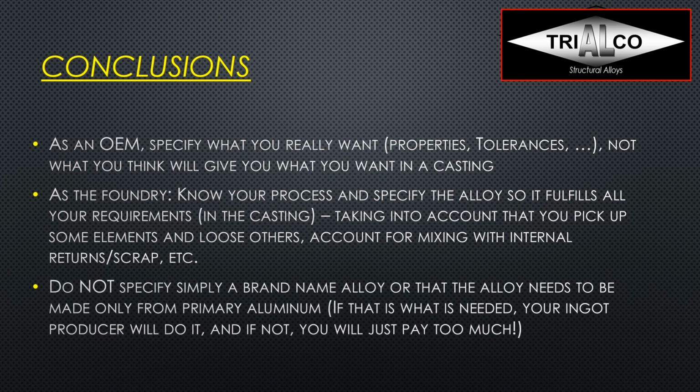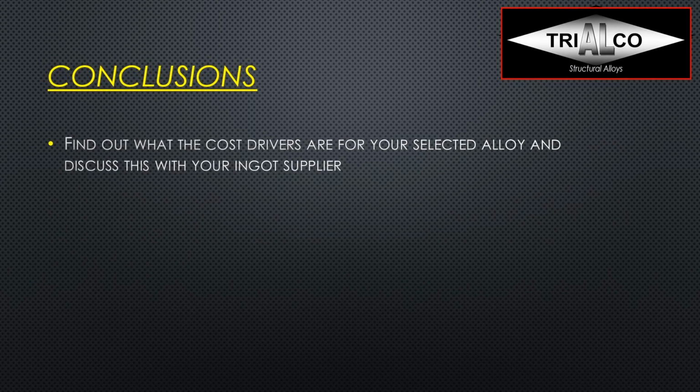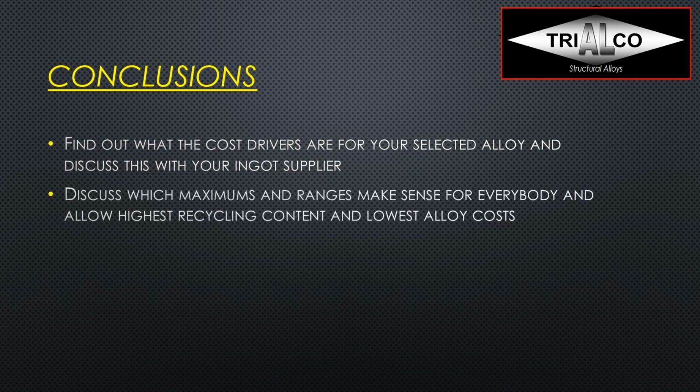Do not specify simply a brand name alloy or that the alloy needs to be made from only primary aluminum. If that is what is needed, your ingot producer will do it. And otherwise, you will just pay a way too high of a price. Find out what the cost drivers are for your selected alloy and discuss it with your ingot supplier. Discuss which maximums and which ranges make sense for everybody, for you to achieve the right properties and for the ingot producer to use the cheapest input materials possible and give you the best price for it and get the highest possible recycling content and therefore lowest alloying costs.